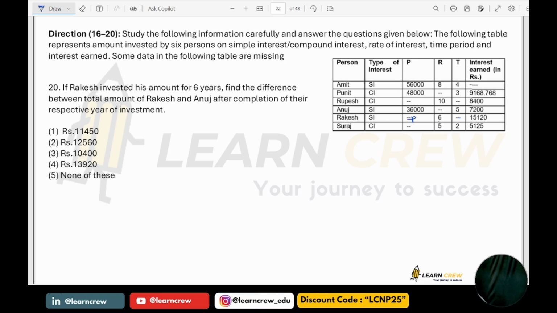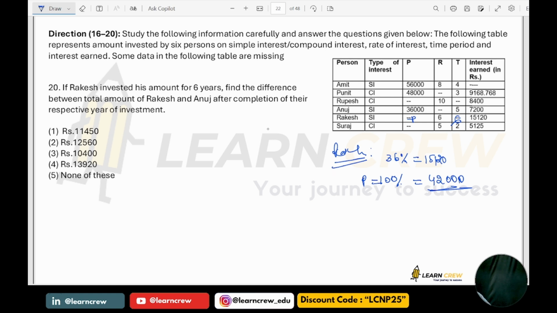Okay, 6 years, 6% is the rate of interest. And it is for 6 years. So the interest earned is 15,120. So 36% would be 15,120. Thereby, the principal amount of Rakesh, 100% would be how much? 36 4s are 144. So it is 42,000. 42,000 is the Rakesh investment.